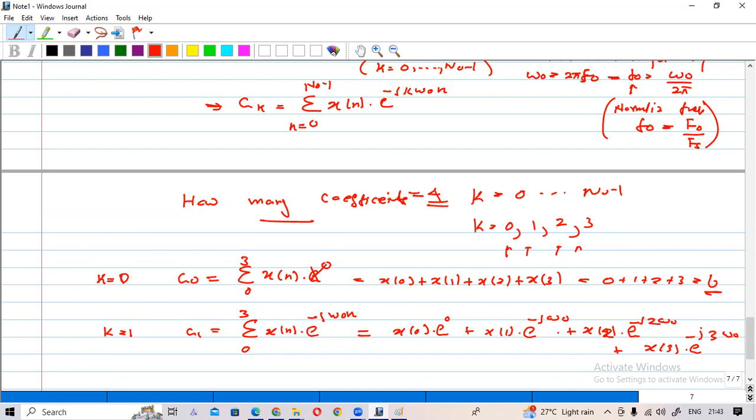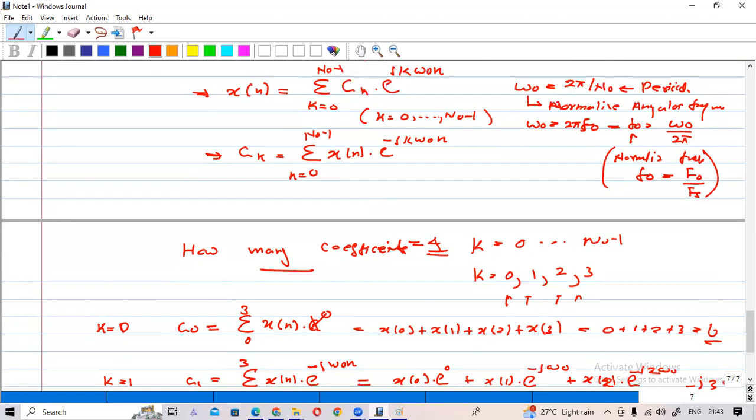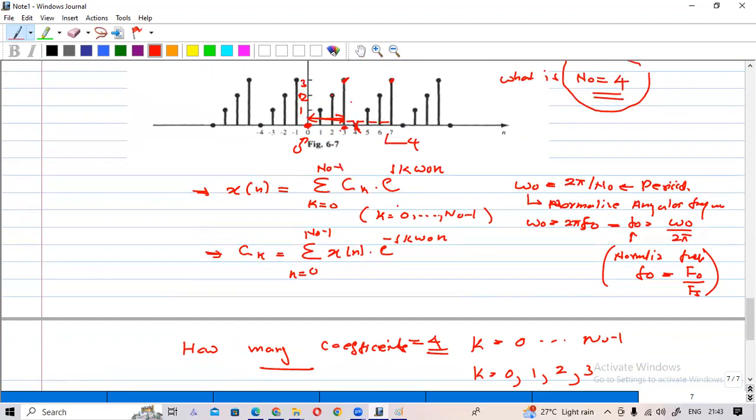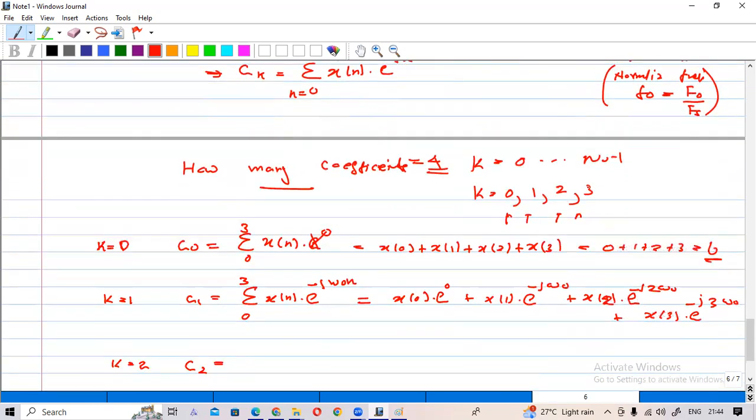So this omega naught you know. Omega naught is equal to 2 pi divided by N naught. N naught is 4, so omega naught is equal to 2 pi divided by 4. That means pi by 2. So you can add that pi by 2 here.